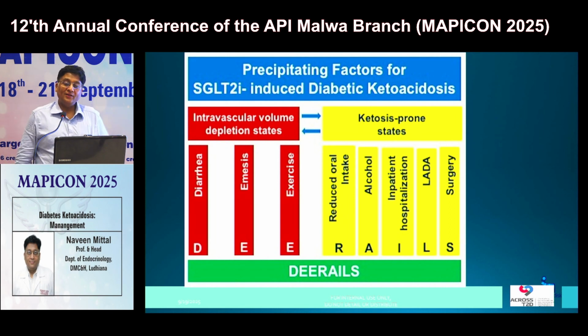What are the precipitating factors for diabetes ketoacidosis in an SGLT2 patient? There is a mnemonic, DERAILS. What it is, if the patient having decreased intravascular volume like diarrhea, vomiting and exercise, it can lead to ketoacidosis. Or ketones prone states like reduced oral intake, alcohol intake, inpatient hospitalization, LADA, latent autoimmune diabetes in adults, or surgery. These can lead to ketoacidosis. So you have to be extra careful about these patients.